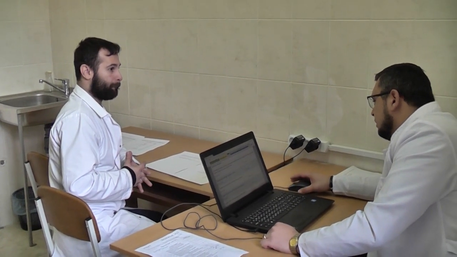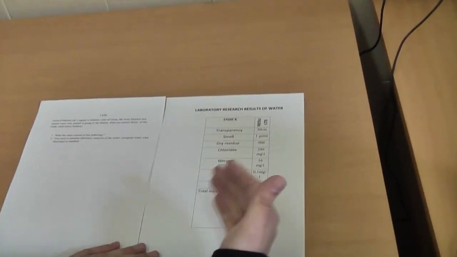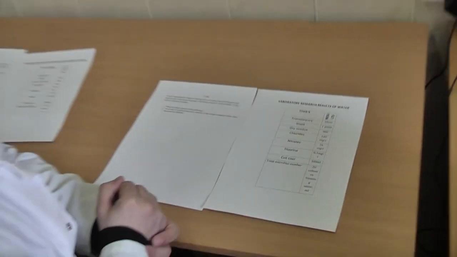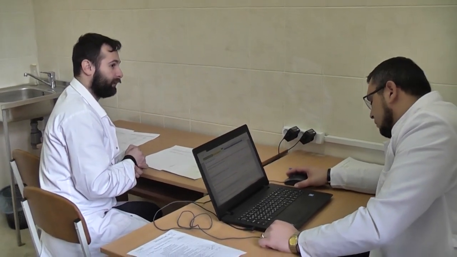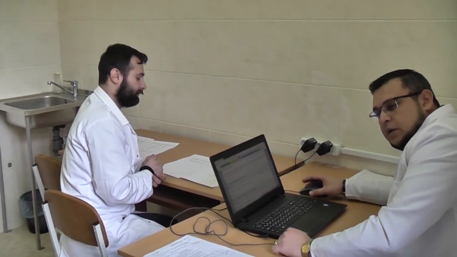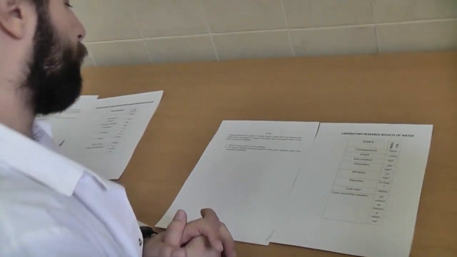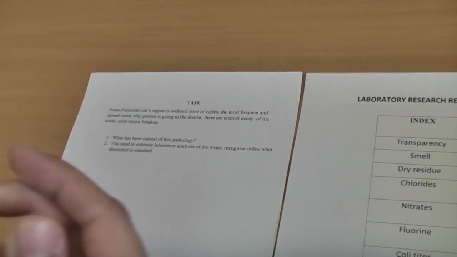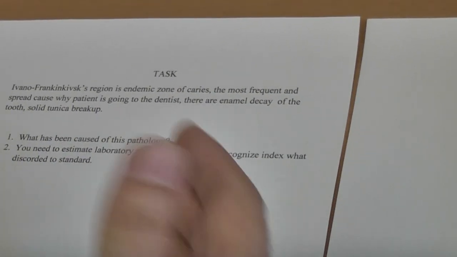What about laboratory analysis? Absolutely normal, except fluorine. So, deficiency of fluorine shows us the cause of caries. What's normal? 0.5. According to the first question, what has been the cause of this pathology? According to that, we can find trouble of the water. So, less concentration of fluoride in the water can cause caries.